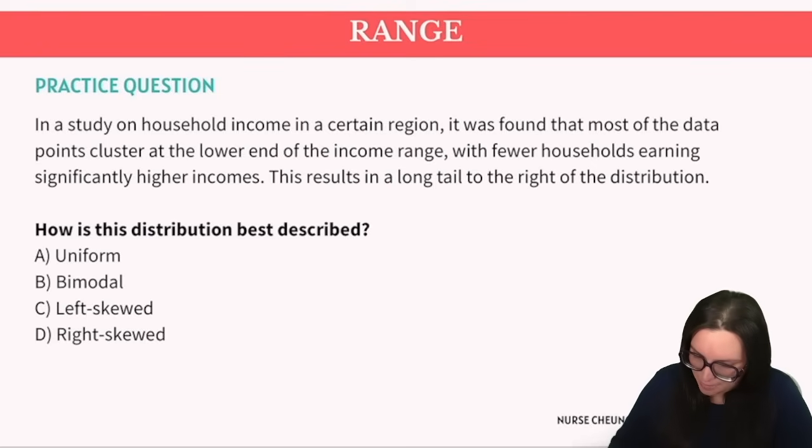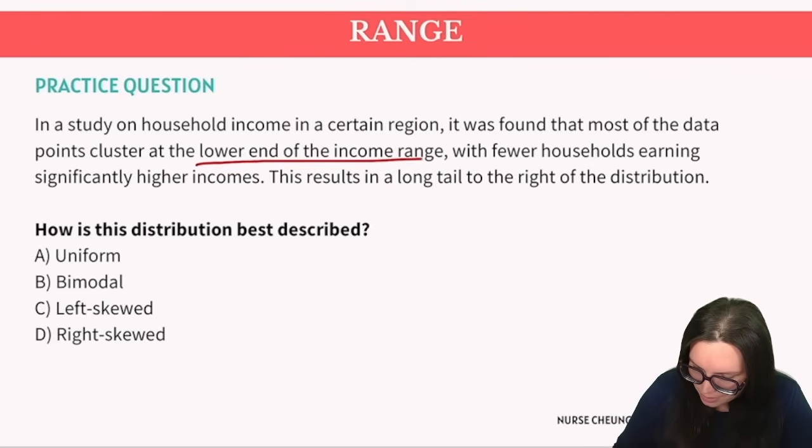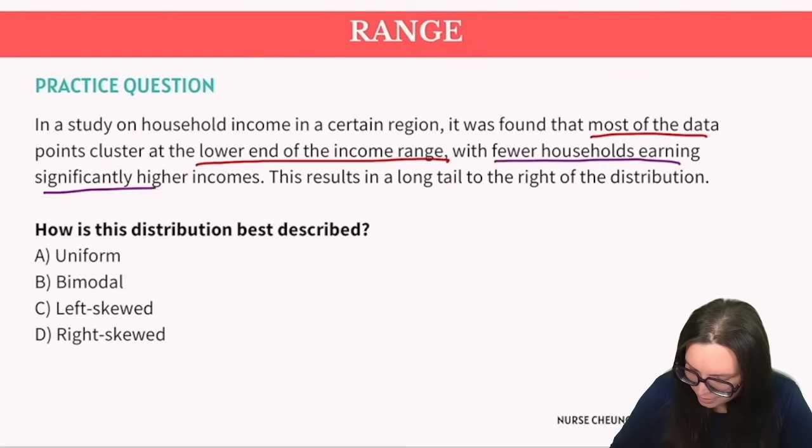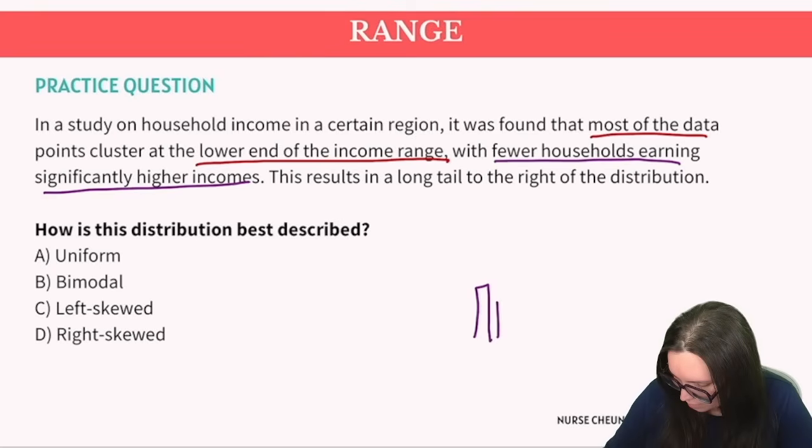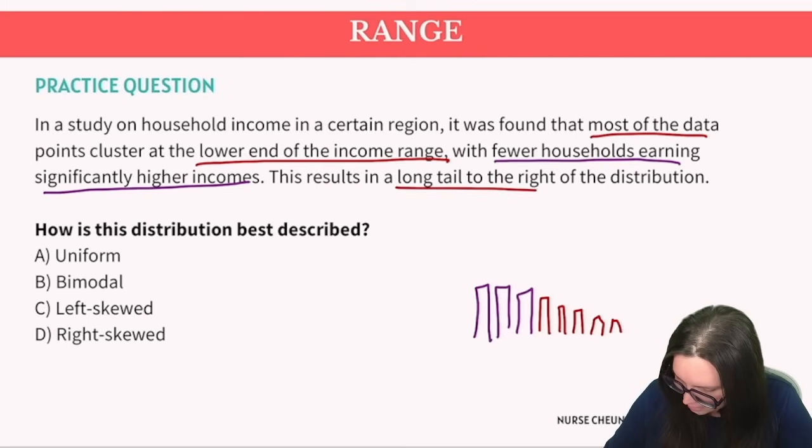So if we're talking about this, we know that the cluster points for the lower end of the income range is going to be most of the data, with fewer households earning significantly higher. So we know that we've got some households having higher data. And then as we start to see income households, it's going to start to long tail off to the right based on what the question is saying. Long tail off to the right.